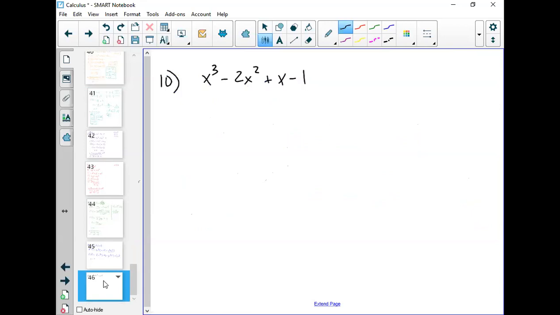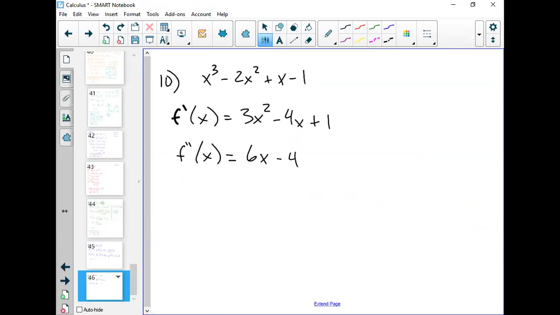Yay. So if this is f, then f prime is equal to 3x squared minus 4x plus 1. F double prime of x is equal to 6x minus 4. And I'm not going to do any more.